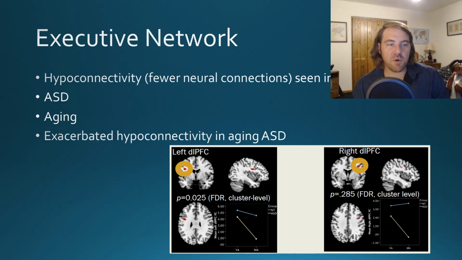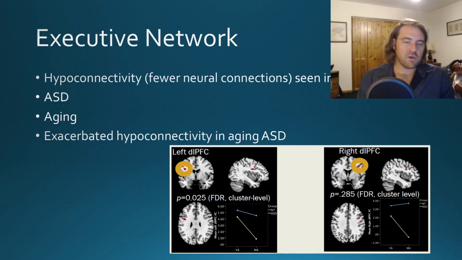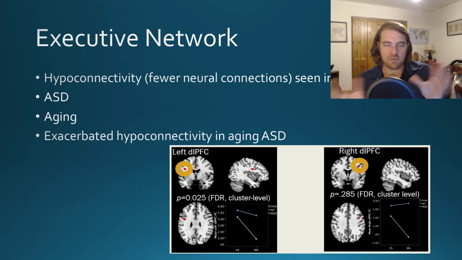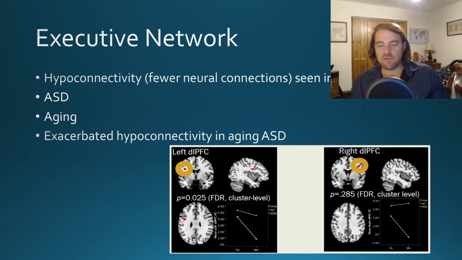We're looking at hypoconnectivity. Hyperconnectivity would be like a lot of neurons connecting. Hypoconnectivity is a reduction in the amount of neurons that are connecting to an area. We are looking at hypoconnectivity in ASD and aging. We typically see that in both of these areas. And this is a study combining the two.